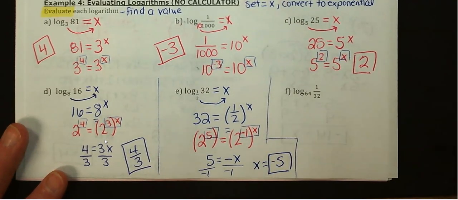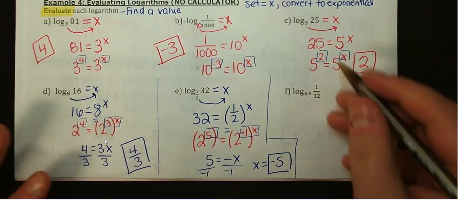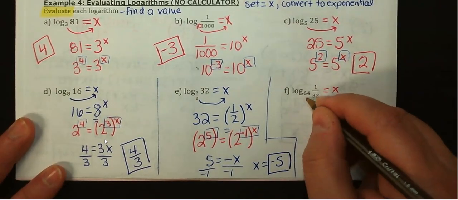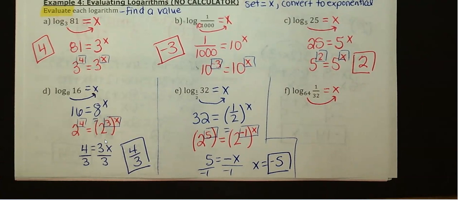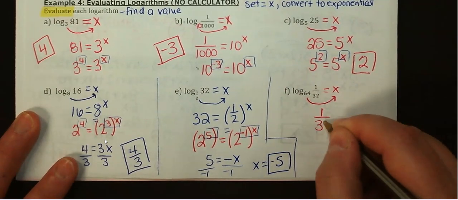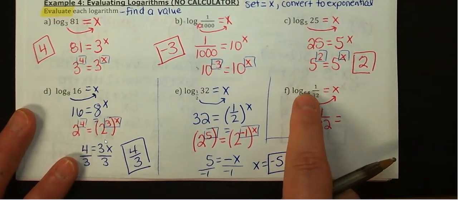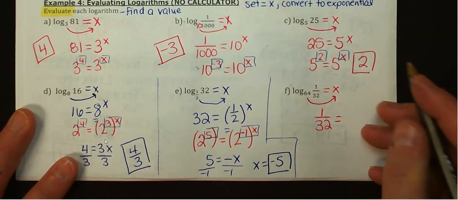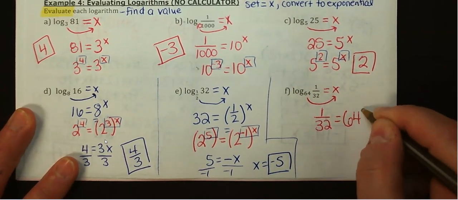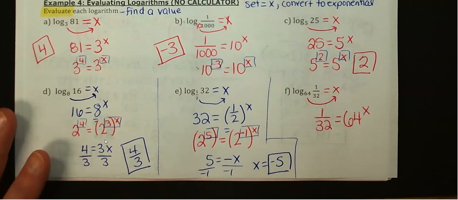And then I've got one more. Just set these equal to x. That allows you to get rid of the log by converting it to an exponential. Keep the 1 over 32 where it's at. Now, base of the log, which is 64, we're going to push that x up in the air. That becomes the base of my exponent, so I have 64 to the x.